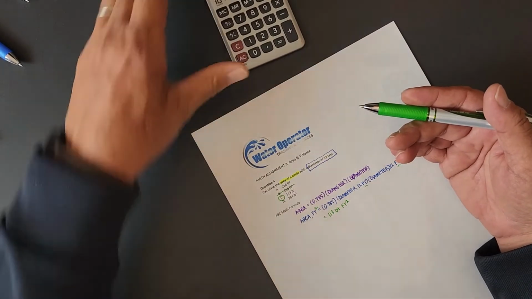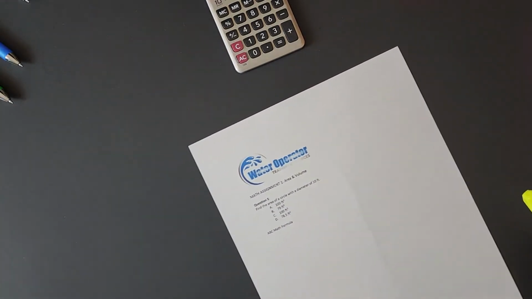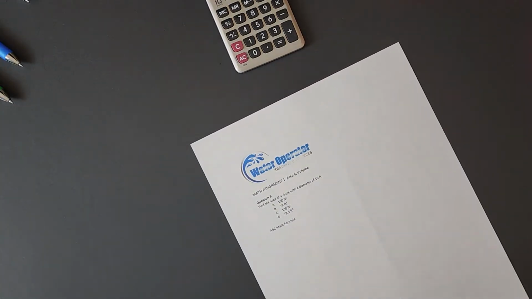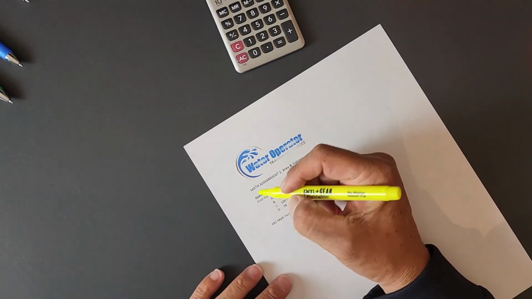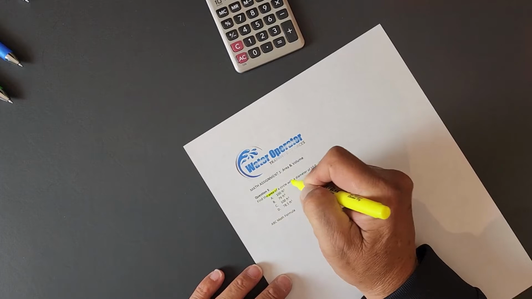All right. Let's go to the next question. Question number 5. Find the area of a circle with a diameter of 10 feet. We want the area of a circle.